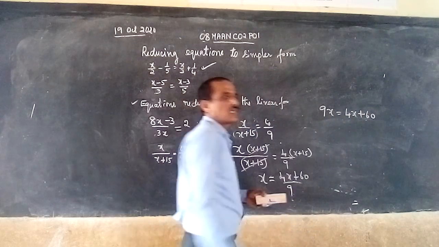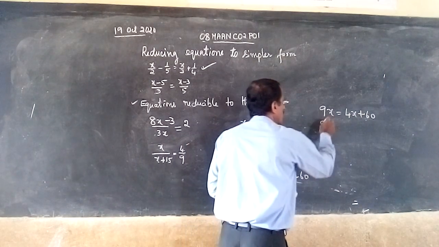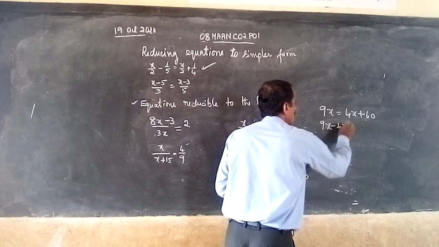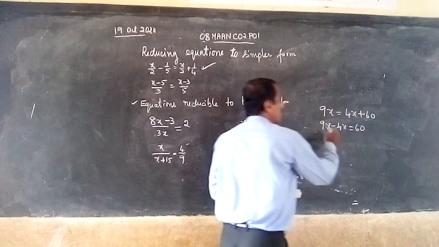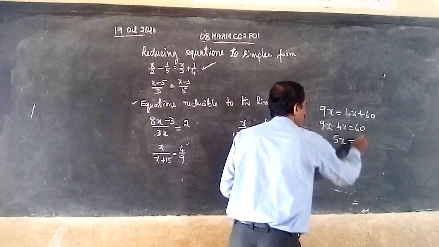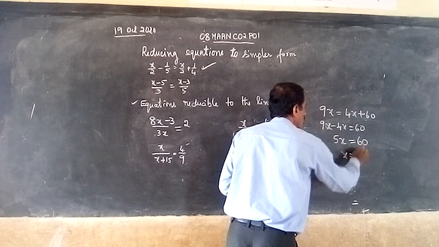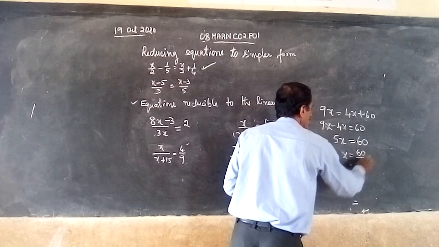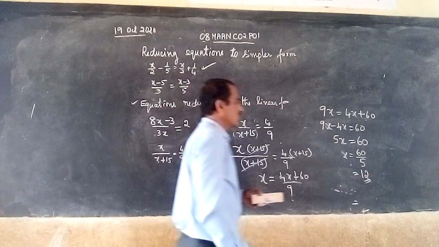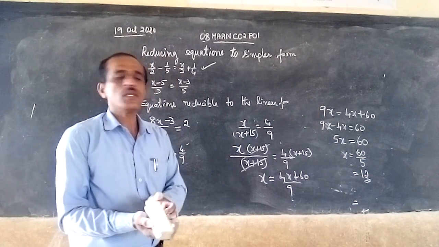Carry this 4x to the left hand side, it becomes minus 4x. 9x minus 4x is equal to 60. 9x minus 4x is 5x. Total 5x is equal to 60. Therefore, x is equal to 60 divided by 5, which is 12. So, x is equal to 12. Like this, we will simplify.